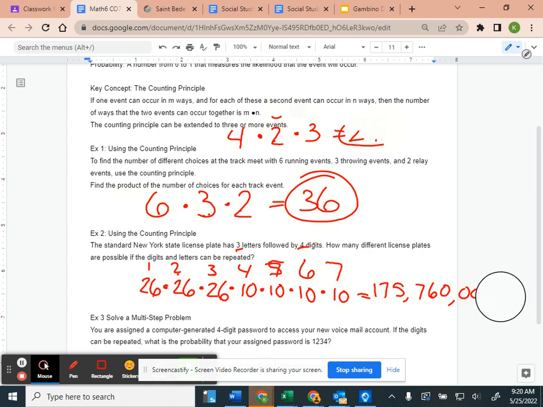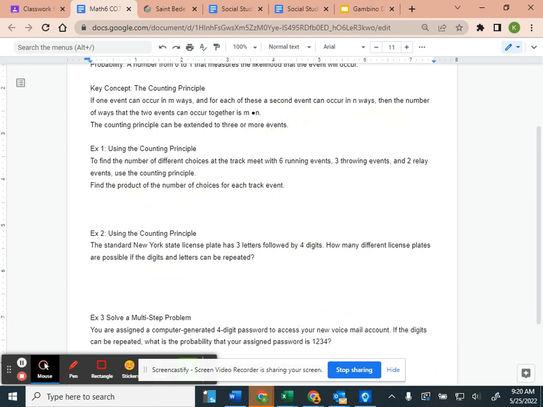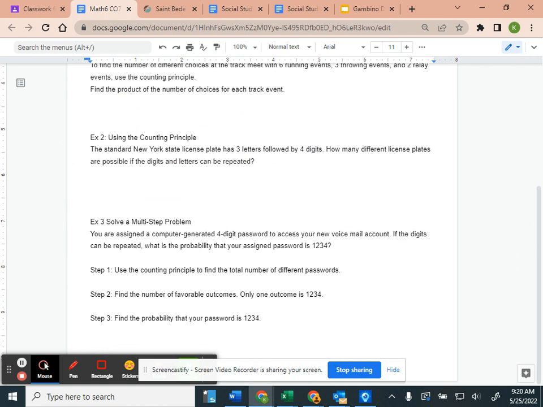So let's do one last example. Solve a multi-step problem. You are assigned a computer-generated 4-digit password to access your new voicemail account. If the digits can be repeated, what is the probability that your assigned password is 1, 2, 3, 4? So we want to use the counting principle to find the total number of different passwords. So how do we find the total number of different passwords?